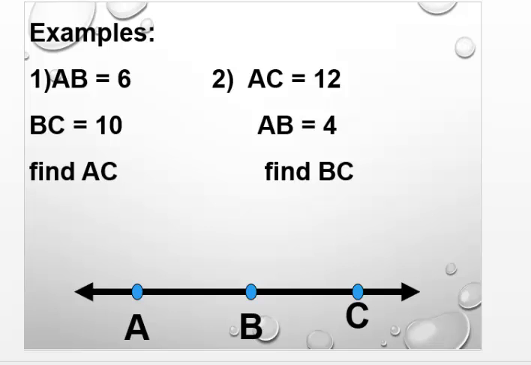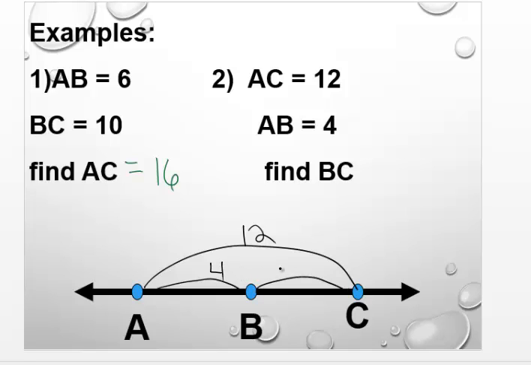Let's use segment addition to find these answers. It says in the first example that I have 6 here, and I have 10 here, so now I'm supposed to find the length of AC. Well, that must simply be 16. Starting over, I'm going to relabel my line here. I've got AC is 12, and AB is 4. I'm supposed to find BC. Notice the umbrella of this segment addition. 4 plus what gives me 12? Well, that must be 8.